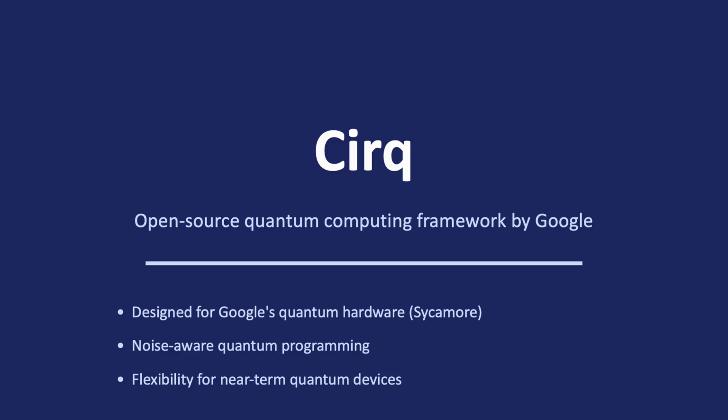Cirq has a somewhat different philosophy than Qiskit. While Qiskit is general purpose and works with many different quantum computers, Cirq was specifically designed with Google's quantum processors in mind. Google's quantum computers have unique architectures and characteristics, and Cirq was built to work optimally with that hardware. Cirq places a strong emphasis on what's called noise-aware quantum programming, which means it is designed to help you write code that works well on today's quantum computers, which are noisy and imperfect.